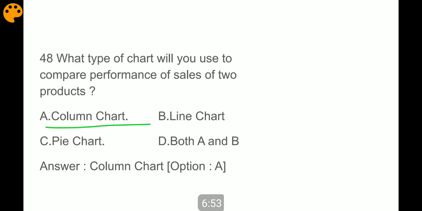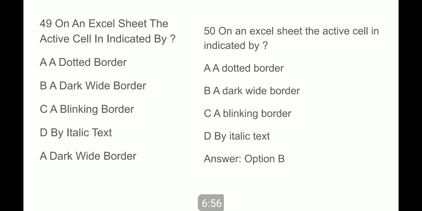Column chart. On an Excel sheet, the active cell is indicated by a dark white border. B part.